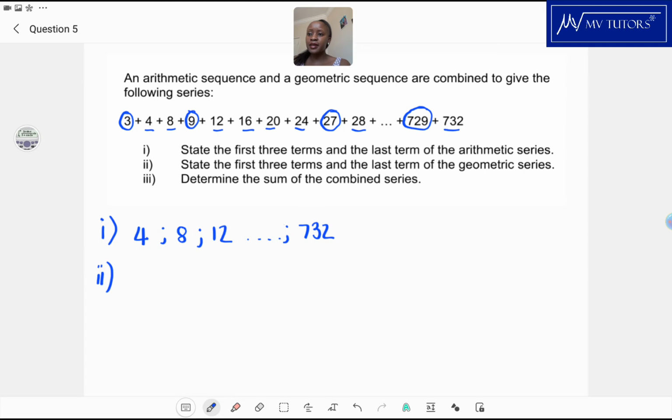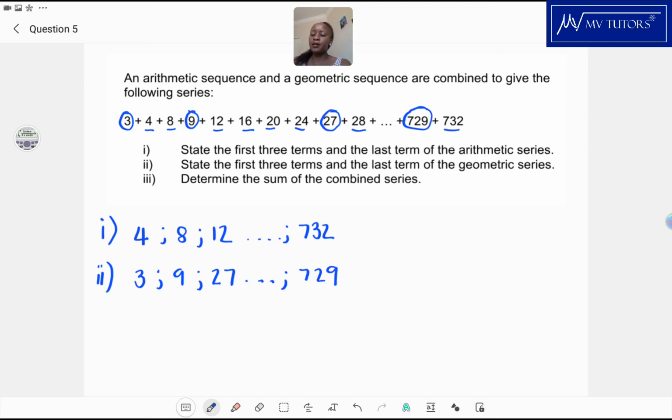And then, secondly, they say state the first 3 terms and the last term of the geometric series. So I have 3, 9, 27, and the last term being 729.